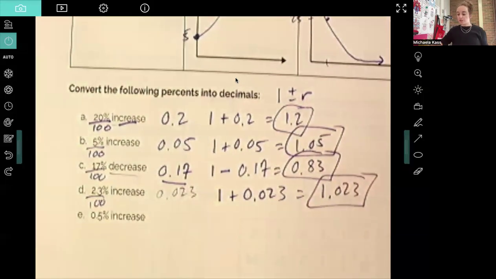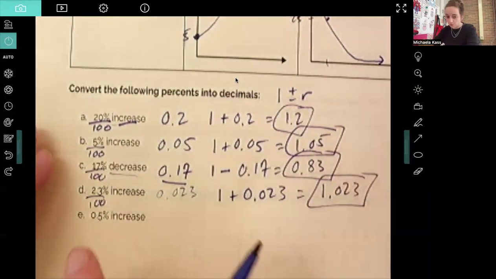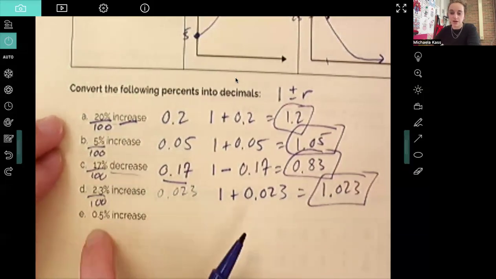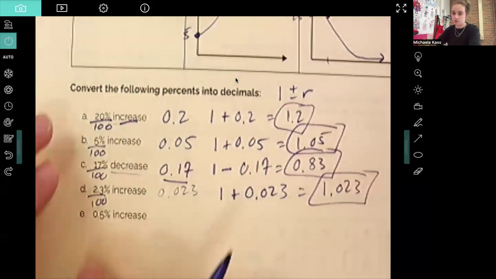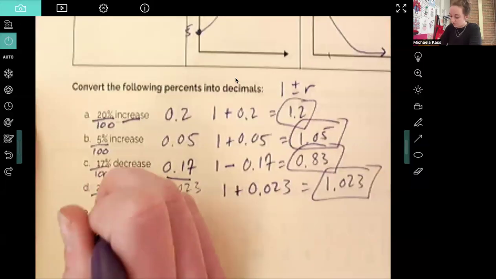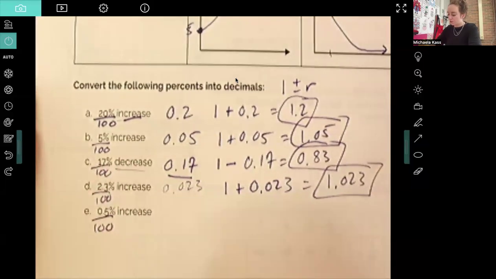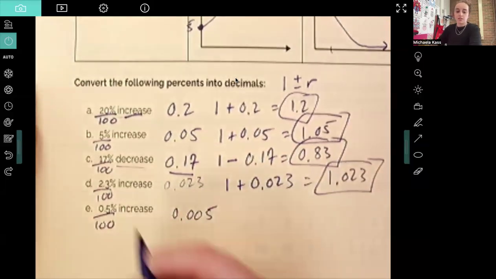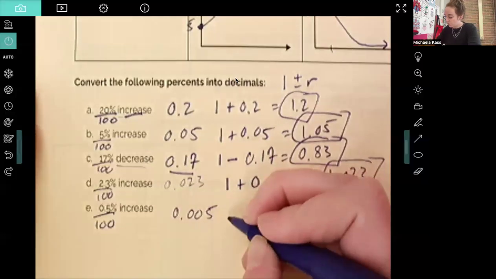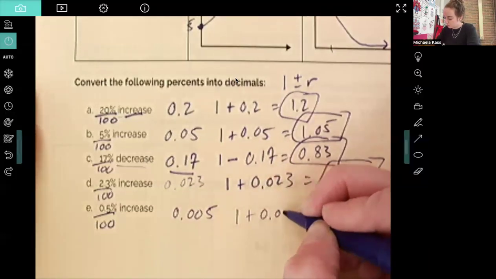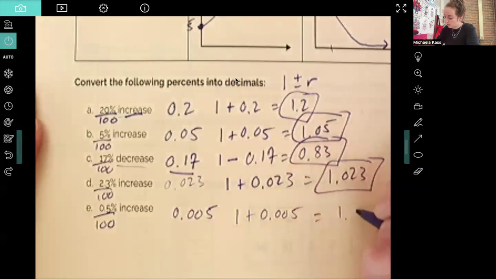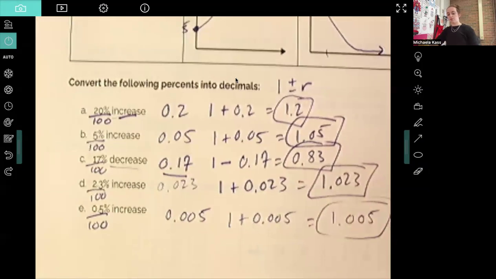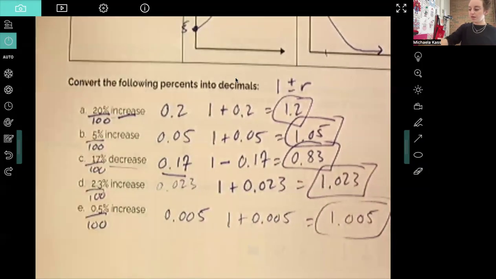All right, now the very last one, again, some students will mess this one up, okay? So make sure you divide by 100 first. Whenever you see a decimal, it does not mean that's R. You have to divide this first by 100. So that gives us 0.005. And then it says increasing, so we're adding 1 to it, 1 plus 0.005. Our answer is 1.005. All right. Let's go ahead and flip the page and go to the next side.